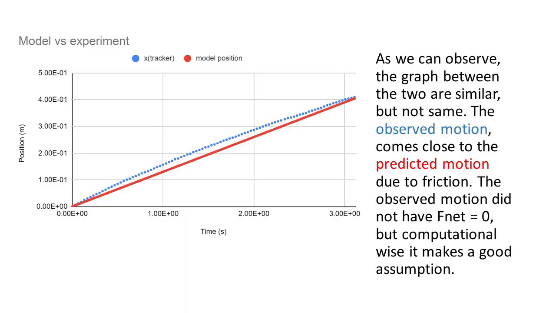As we can observe, the graphs between the two are similar, but they're not the same. The observed motion comes very close to the predicted motion, but is different probably due to friction. The observed motion did not have F net equal to 0, but the computerized version was very close to the observed model.